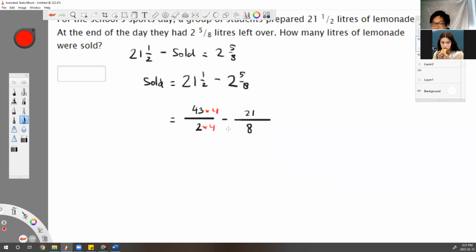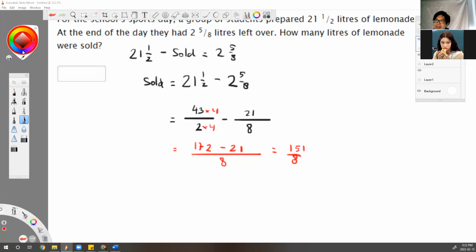You save the working here rather than multiplying 8, multiplying 8, multiplying 2, multiplying 2, wasting time. Better to do multiplication of 4, right? Because everything can be changed into 8. 43 times 4 is 172, minus 21, right? And you get the answer of 151 over 8.